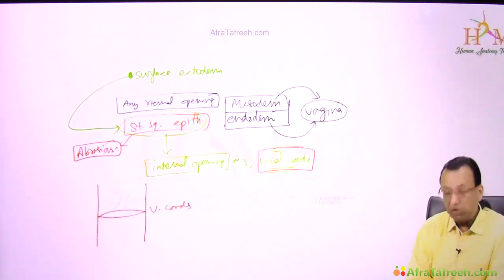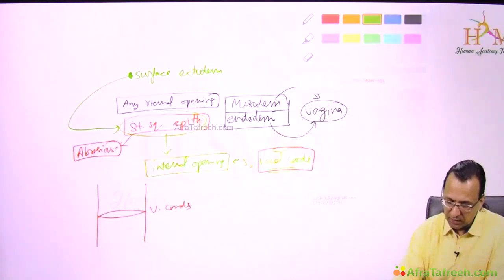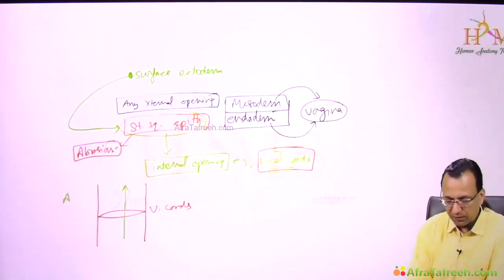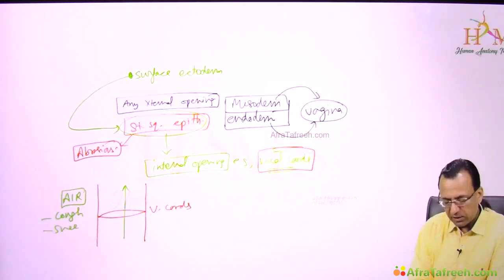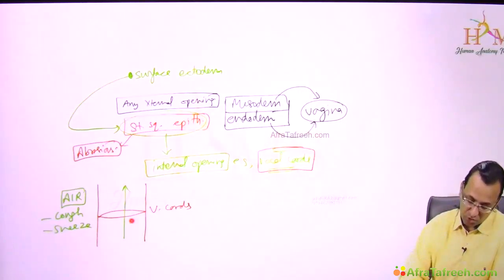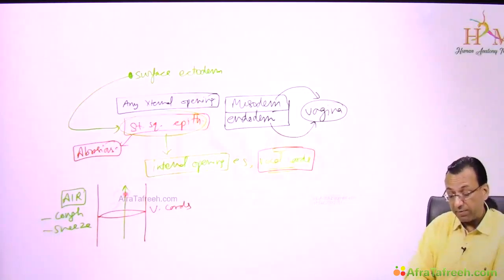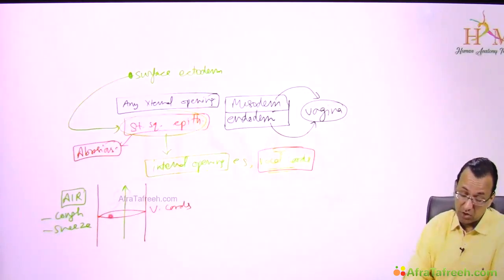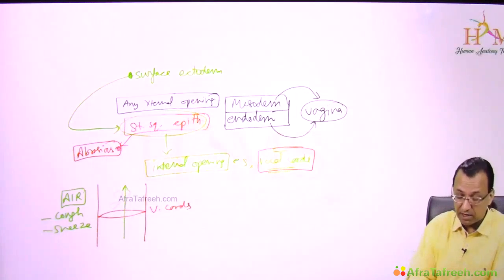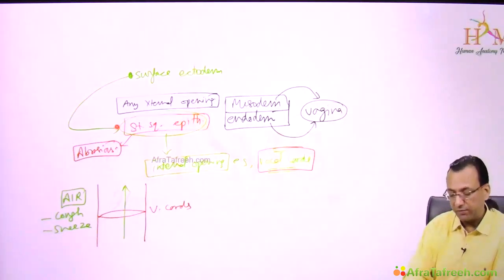So vocal cords are prone to abrasion. How come? Because whenever we are coughing and sneezing, there is fast moving air. It can cause abrasion of the vocal cord. Abrasion of the vocal cord can be prevented by putting some epithelium which is stratified squamous epithelium. Hence, the vocal cords are lined by stratified squamous epithelium.